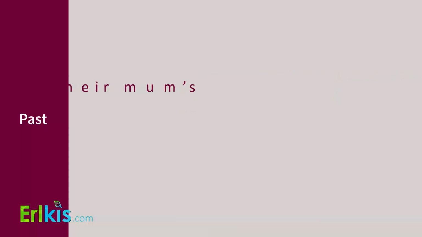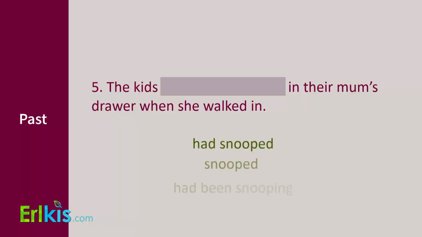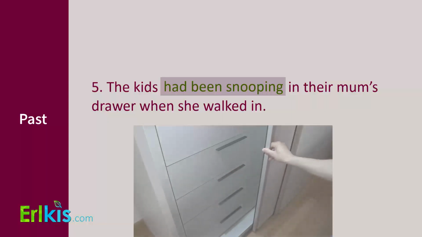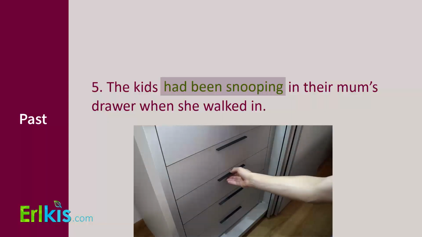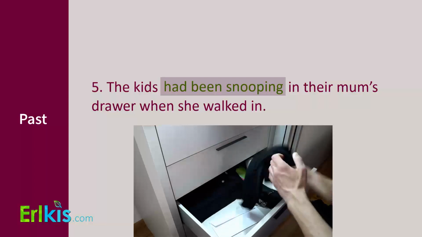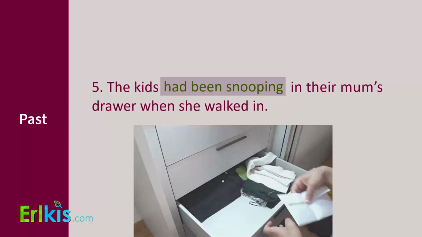Number 5, the kids had snooped, or had been snooping in their mum's drawer when she walked in. If you said had been snooping, correct. And we choose this one because it's to do with time, duration, and also it's a process. Snooping means to be looking, to explore, to find.